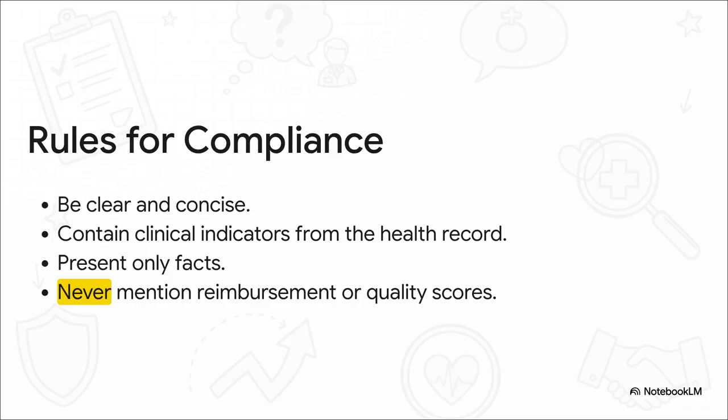It has to be crystal clear and concise. It must include clinical indicators pulled directly from the current health record, and it has to present only the facts. But here's the big one. You can never, ever mention the impact on reimbursement or quality scores. That is a very serious ethical line you just do not cross.